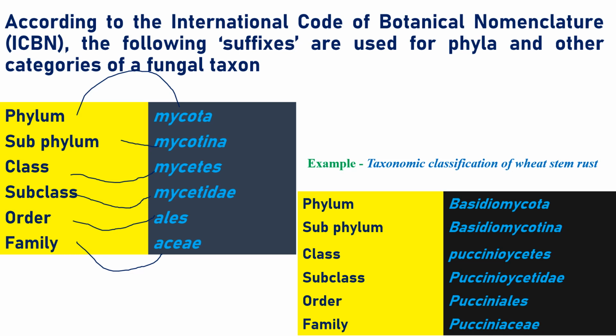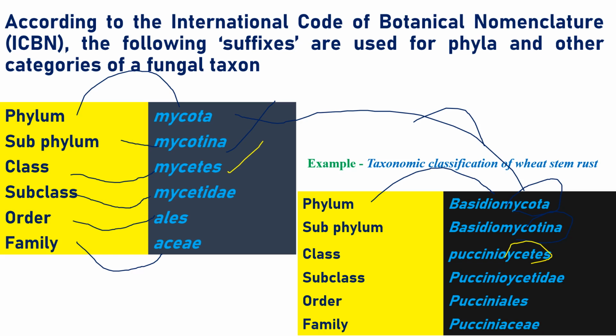For example, we can take the wheat stem rust. The phylum is Basidiomycota, which ends with -mycota. The subphylum is Basidiomycotina, ending with -mycotina, right? The class is Pucciniomycetes, and we can see -mycetes here. The next is the subclass Pucciniomycetidae. Subclass always ends with -mycetidae. Order always ends with -ales: Pucciniales. Family always ends with -aceae.